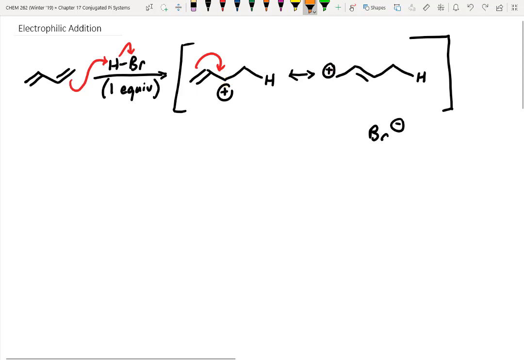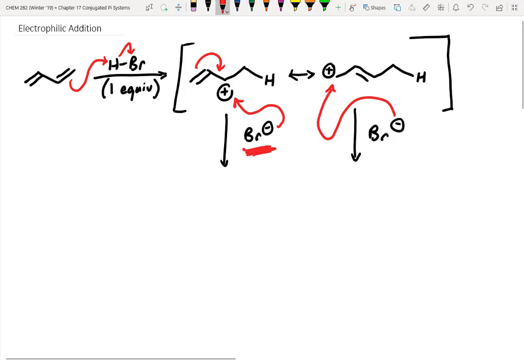So let's consider that. If we've got bromide floating around, bromide could attack either one of these positions. It could attack right there, or it could attack right there. The unique thing with this bromine, it could attack from the top face or the bottom face of that p orbital, right? Yep. Yeah, and in both of these resonance structures, they're both resonance stabilized. So it's valid that the bromide ion could attack either one of those carbons. Absolutely.